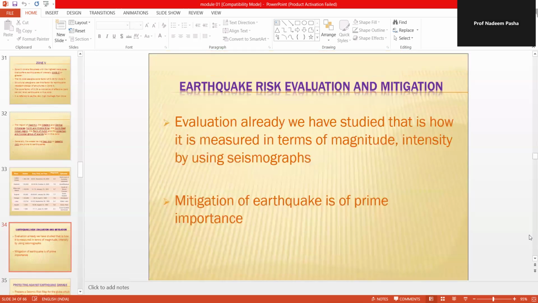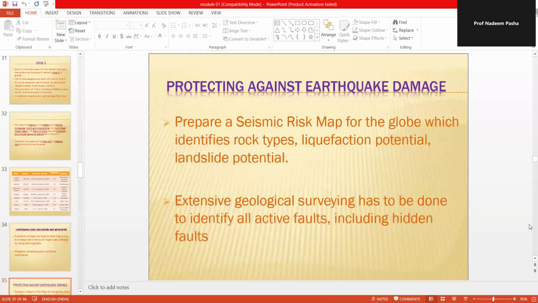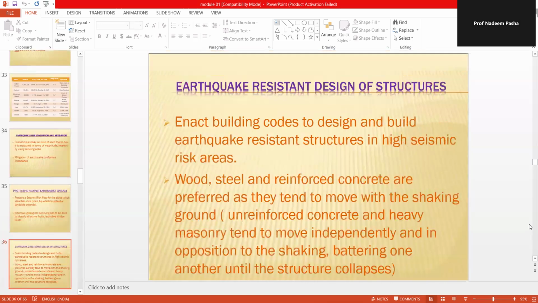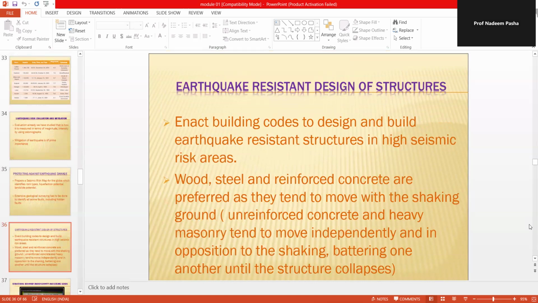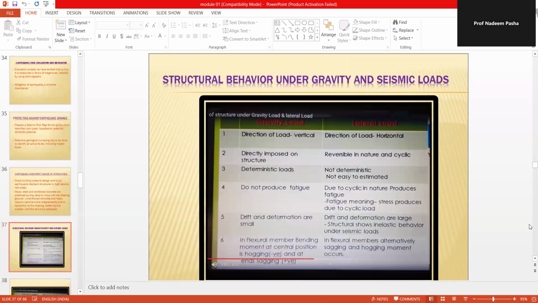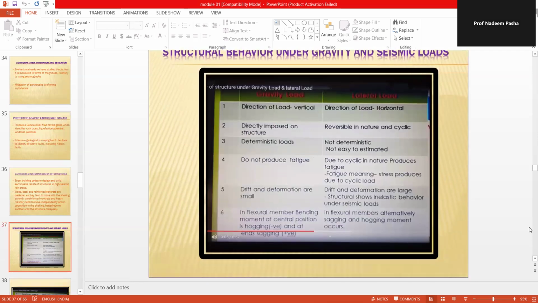Now, after that, we have seen how earthquake risk and evaluation is done, how to evaluate the earthquake, how to reduce the effect of earthquakes and minimize the deaths. For that, earthquake risk and design of structure should be done. After that, we studied the structural behavior under gravity and seismic load with the help of a tabular column, how the structure behaves under gravity and seismic load.